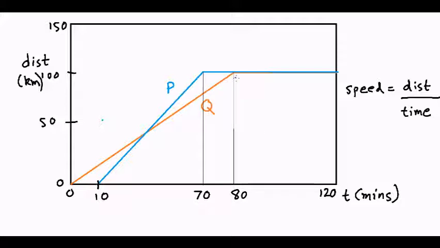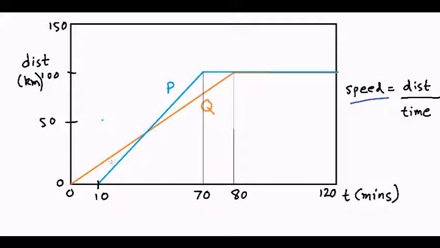Whenever you deal with these kinematic diagrams, the slope always has an important meaning. It's either the slope or the area under the curve. But when you're dealing with distance versus time, it's usually the slope which is more important. Now, we know that the standard formula for speed is distance over time. So we are going to use this formula and find out the speed of P and Q in the time they are actually moving.